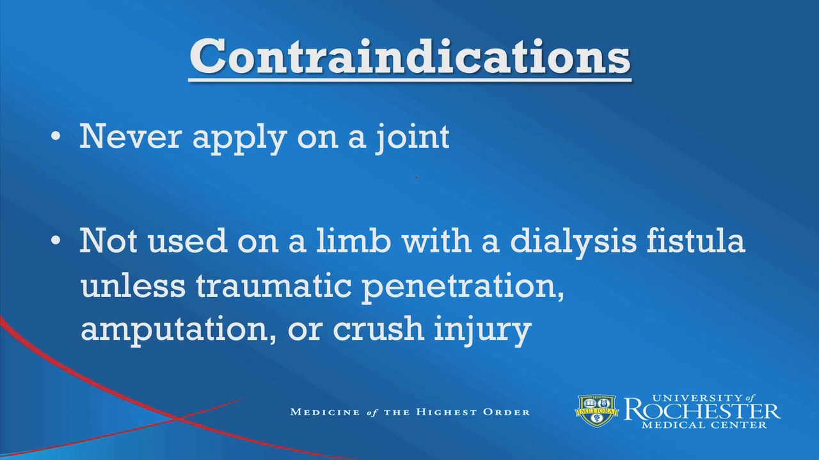There are two main contraindications when using a tourniquet. One, never apply a tourniquet on a joint. A tourniquet over a joint is not conducive to compression of blood vessels. The tourniquet may also loosen with flexion and extension of the joint. Two, applying a tourniquet or a BP cuff to an extremity with a dialysis fistula to control bleeding many times will clot off the graft. Therefore, direct pressure is suggested as initial treatment.